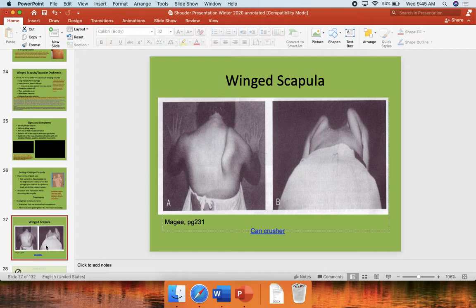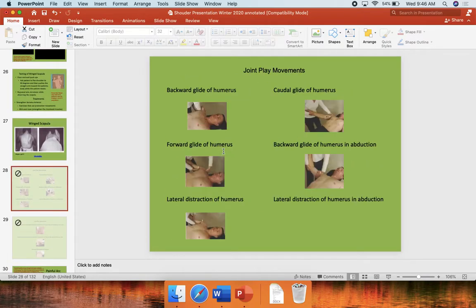Let's keep going down here. These are some images of progressive or extreme examples of winging of the scapula. You can see how intense this can get.